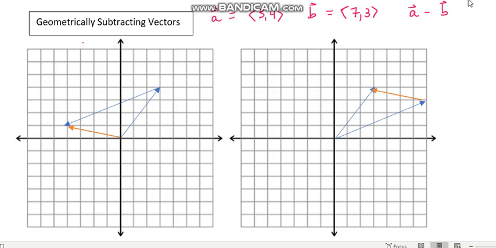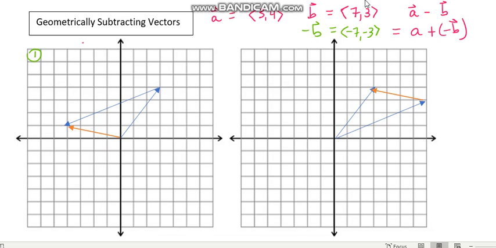Okay, so one possible way to do that, method 1, is to use vector addition. So A minus B can be rewritten as A plus negative B. And recall, to take the opposite of a vector, you're going to just change the signs of each of the components. So negative B is going to be negative 7, negative 3.